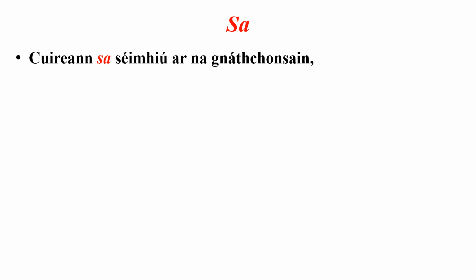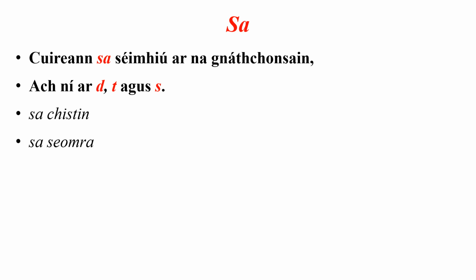Sa, in the. Cuireann sa séimhiú ar na gnáthchonsain. Sa puts a séimhiú on normal consonants, ach ní ar D, T agus S, but not on D, T or S. For example, sa chistin, sa seomra, sa teach, sa chóir. So don't forget that when you're asking your questions.